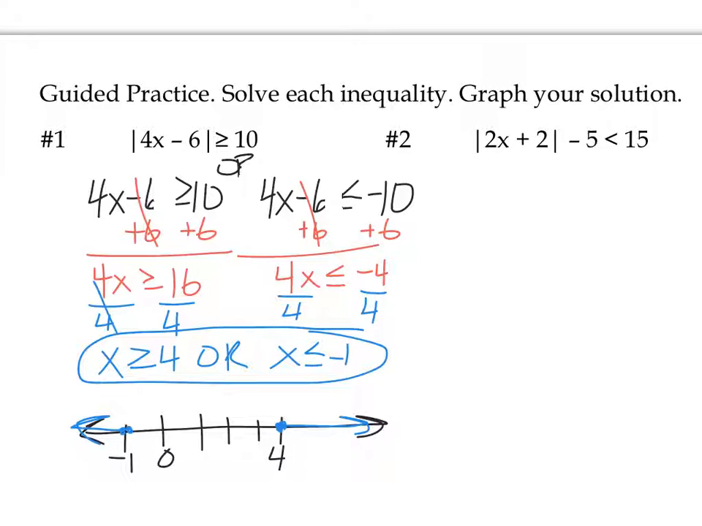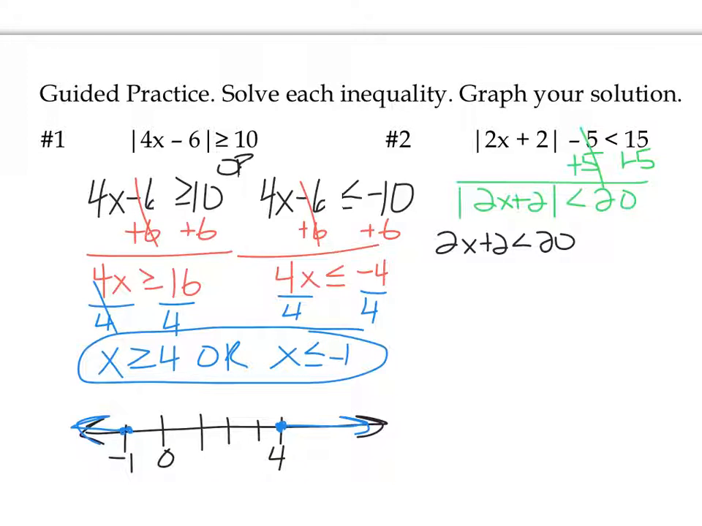If we look at number 2 here, absolute value of 2x plus 2, minus 5, less than 15. The first thing we want to do on this is get the absolute value by itself. So if we add 5 to both sides, we'll have absolute value of 2x plus 2 is less than 20. So we can set up our two inequalities now. We're going to have 2x plus 2 less than 20, 2x plus 2 greater than negative 20.